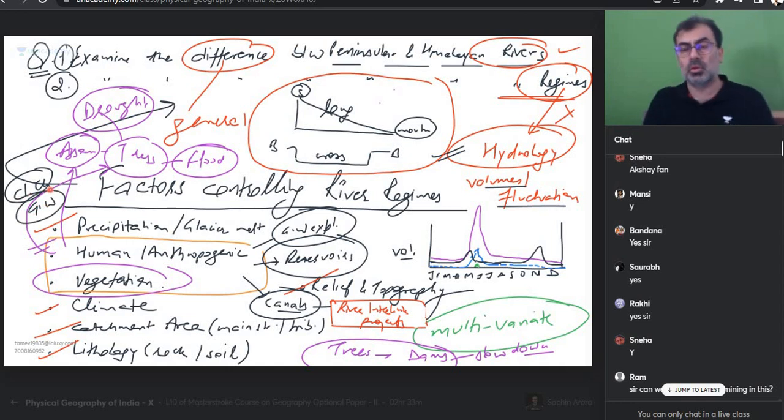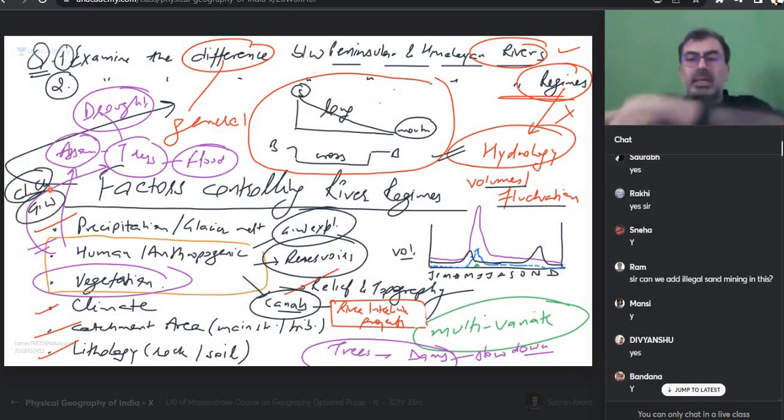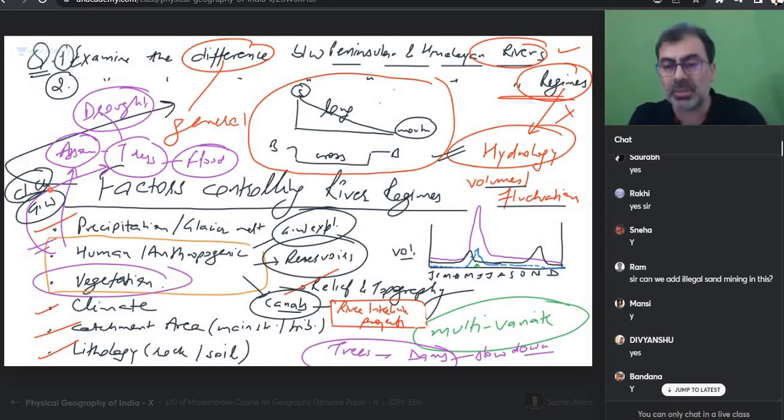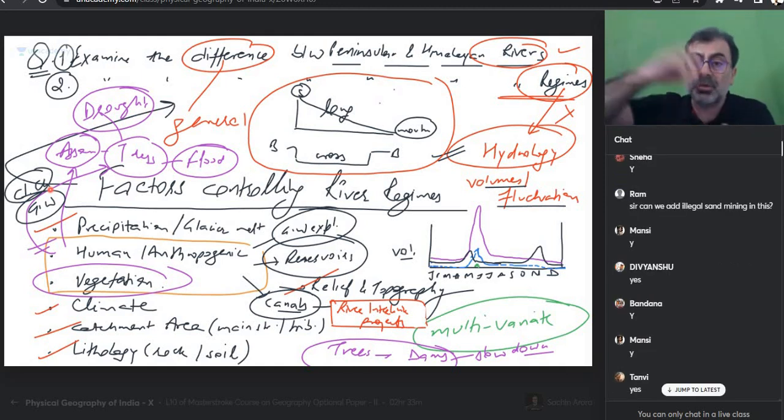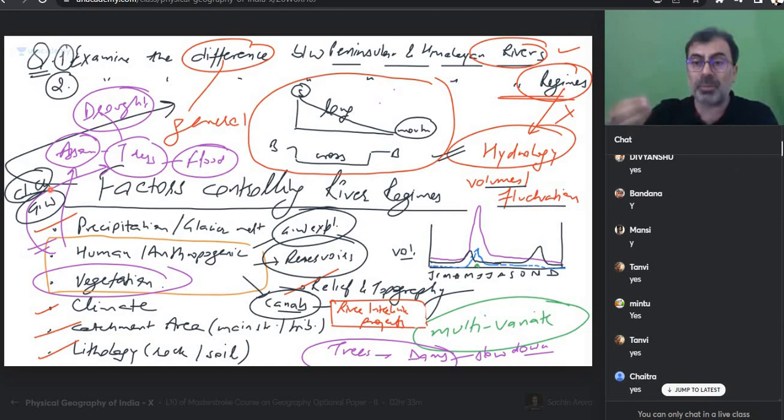Global warming. Global warming is human induced. Everyone tell me, because of global warming, will the glacier melt increase? The temperature is increasing, will the glacier melt increase? Will there be more evaporation? More evaporation means more drought. Funny thing is, more evaporation means more drought.